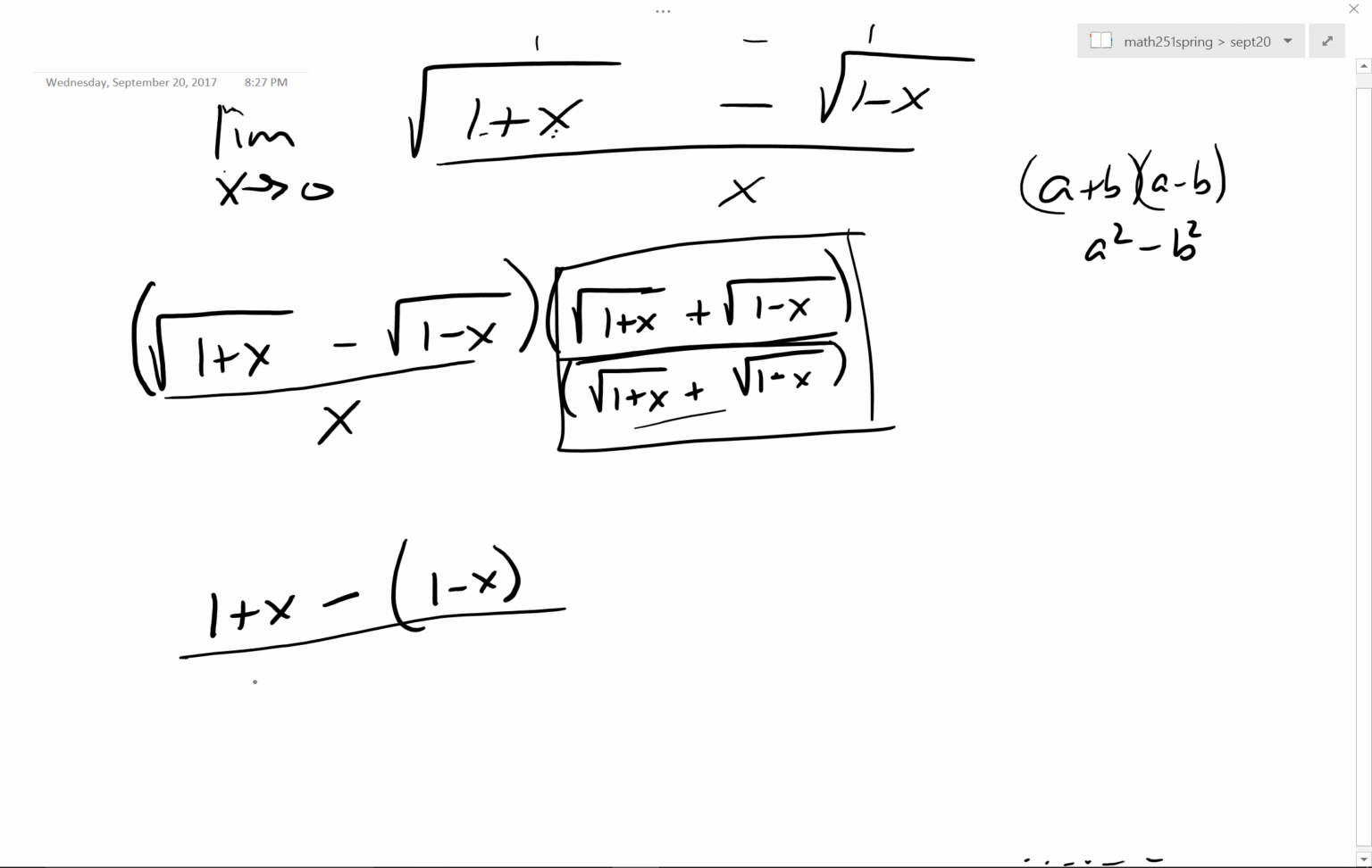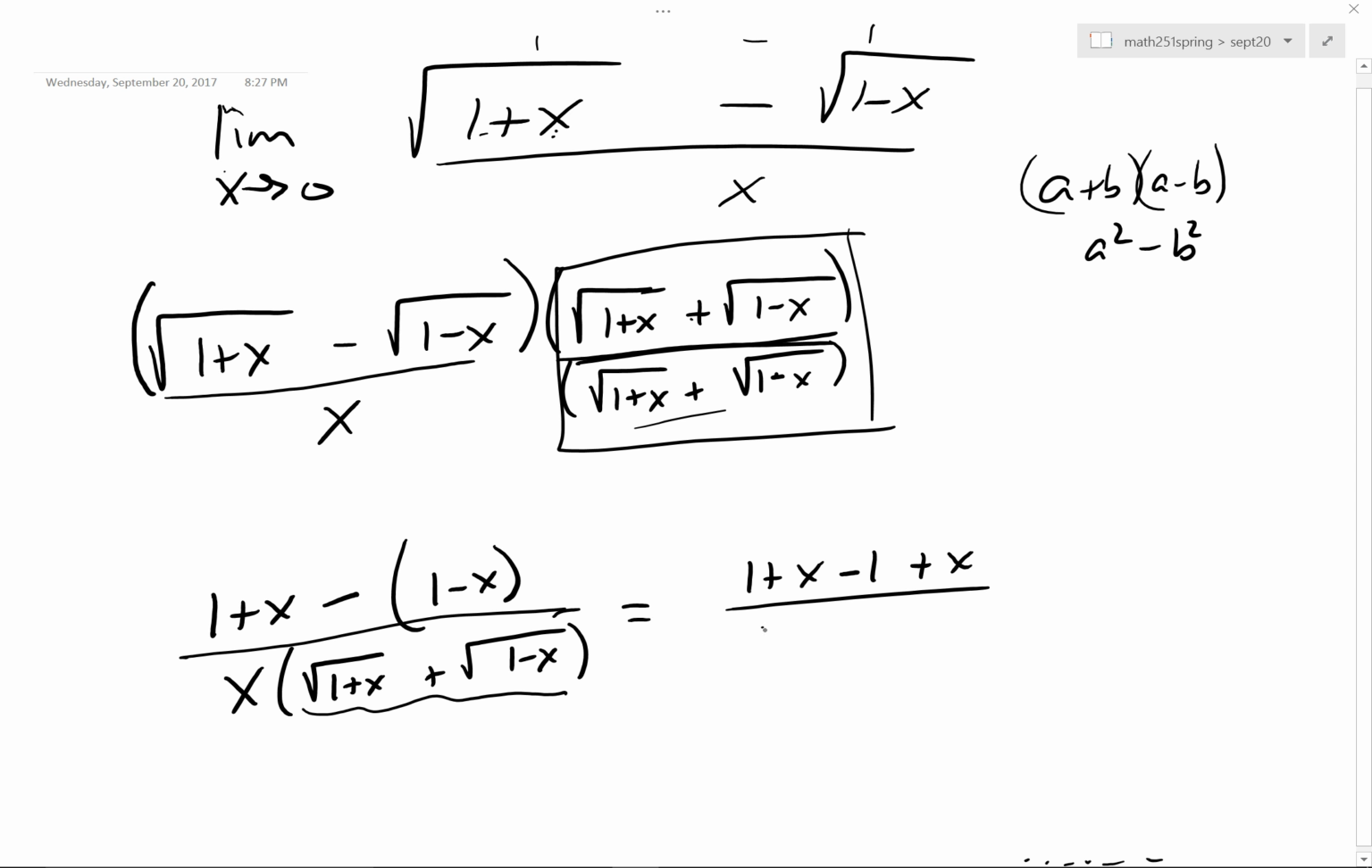On the bottom, here's a trick that a lot of people screw up because they think they're going to get ahead of the game and clean stuff up. This is a place where it doesn't pay to clean up too much. You want to leave it like this. There's a reason for this, and you'll see in a moment. Just leave that alone. So on top, you're going to get 1 plus x minus 1 plus x over x times (square root of 1 plus x plus square root of 1 minus x).